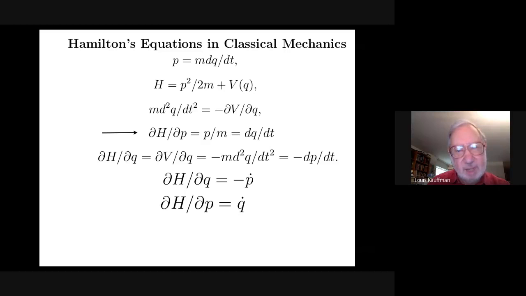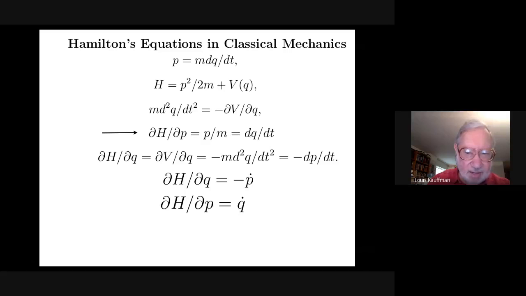You had a Hamiltonian, which is p squared over 2m plus potential, and you represented Newton's law, which said that ma, m d squared q dt squared, is the derivative of the potential. And then from that, you got Hamilton's equations. So you may always think of Hamilton's equations as coming from the quadratic potential of Hamilton, and being applied that way.